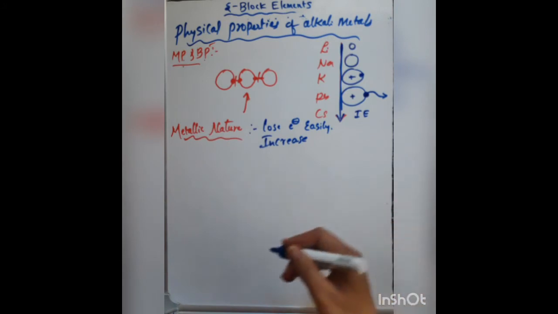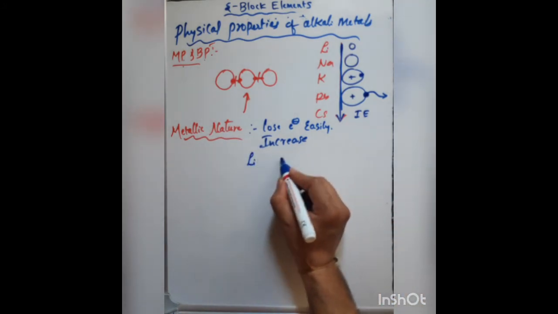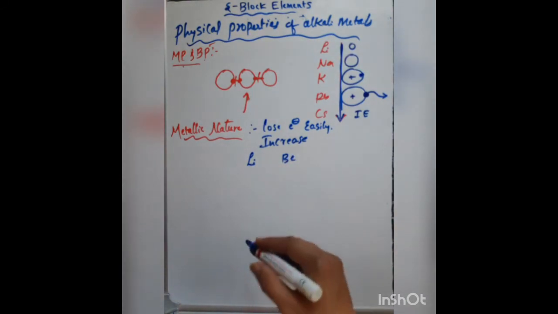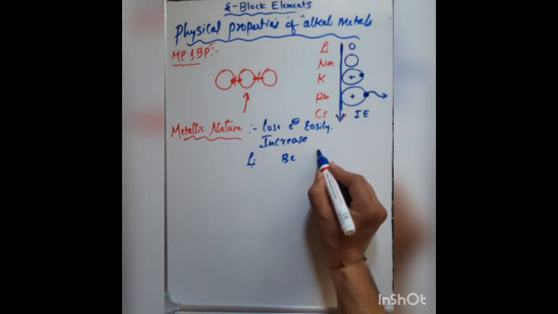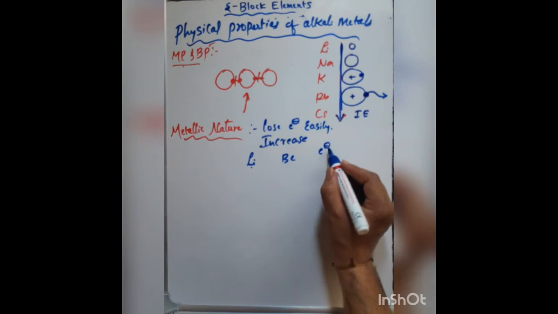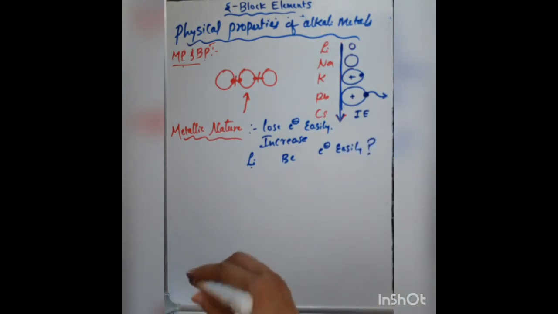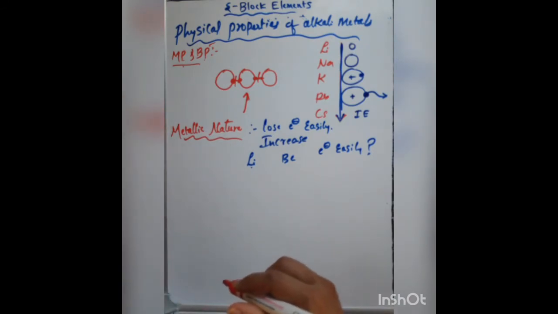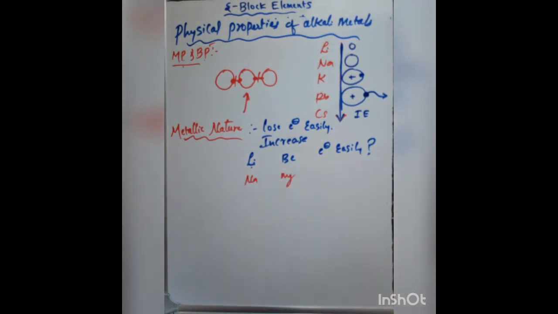And one more thing: if I compare lithium and beryllium, which will lose an electron easily? So what can be the answer for this question? Among lithium and beryllium, which will lose an electron easily? I can compare sodium and magnesium also.